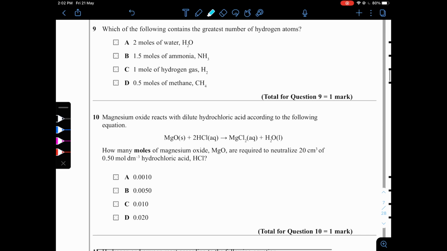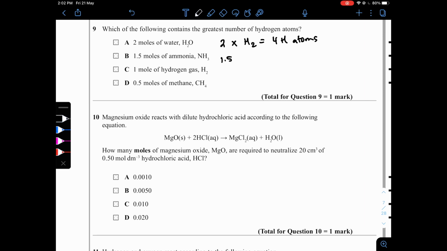Okay, question number 9: which of the following contains the greatest number of hydrogen atoms? It's pretty easy. What you do is multiply the moles by the number of hydrogen atoms we have. So 2 times H2 gives us 4 hydrogen atoms.